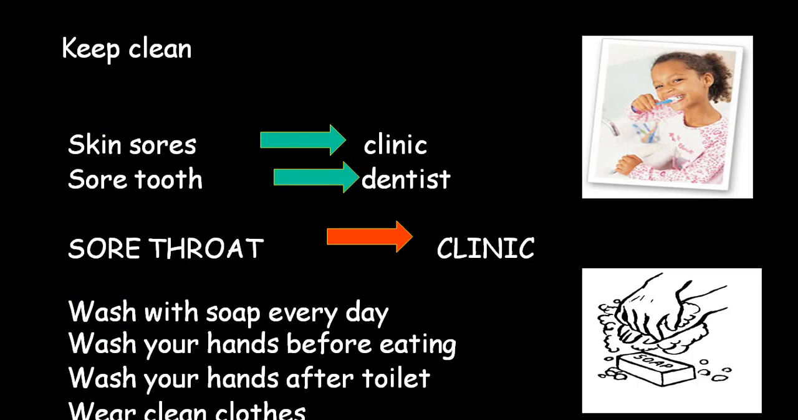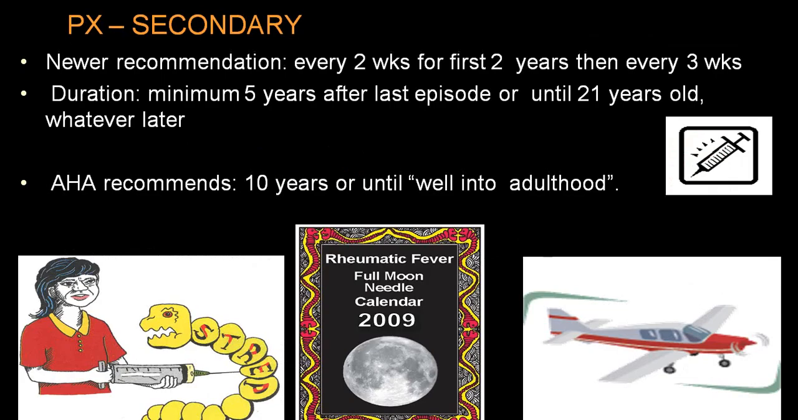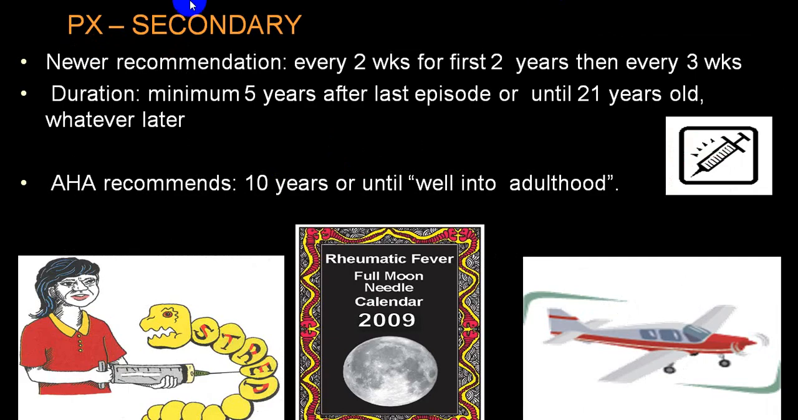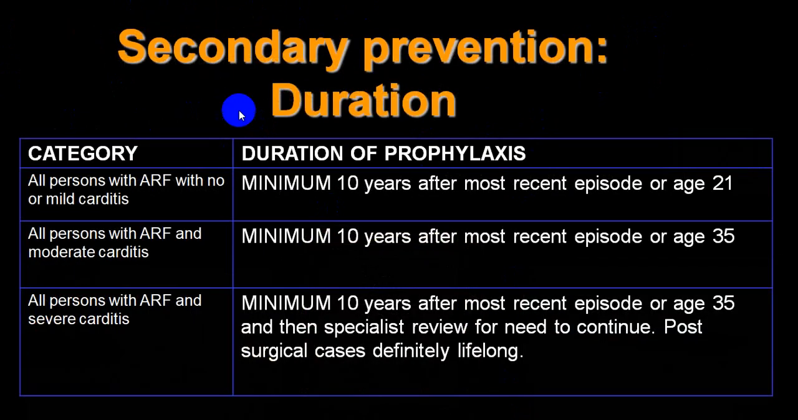So this is the primary prevention: skin care, sore throat treatment, wash your hands, clean properly, take all precautions so that you don't get streptococcal infections, and regularly at 21 days interval you must take Penidure, and that is for secondary prevention every 21 days. So for secondary prevention, these are the criteria which you utilize: minimum 10 years after the recent episode or up to the age of 21.